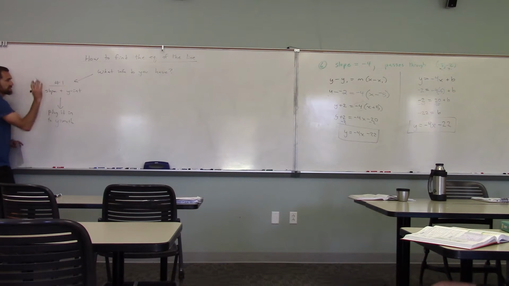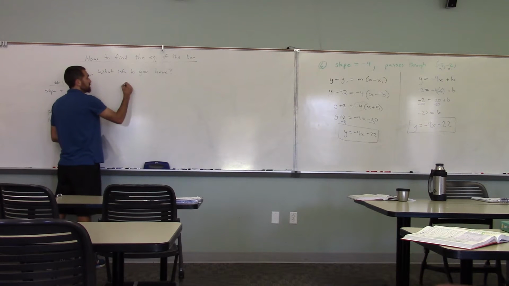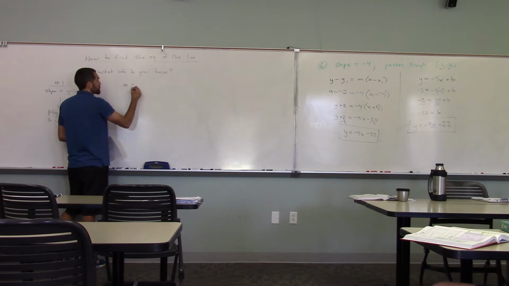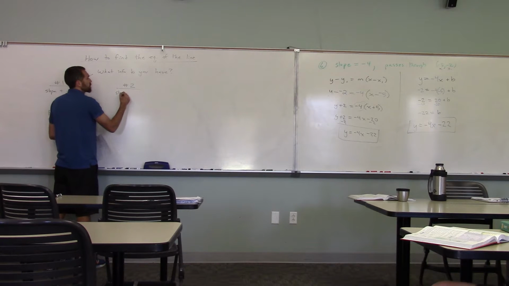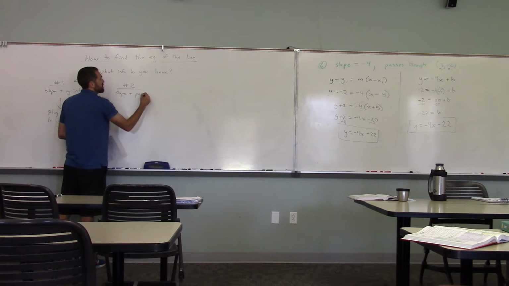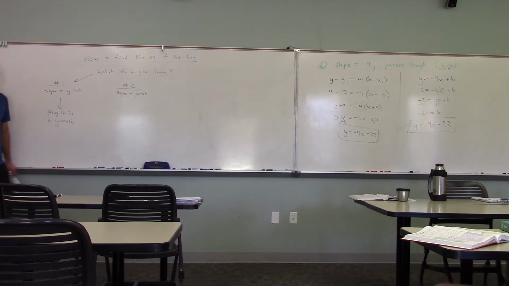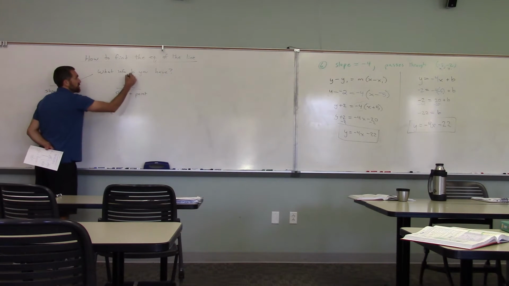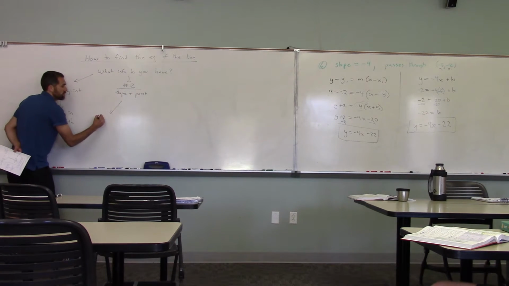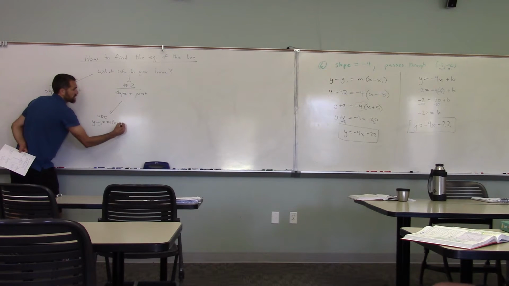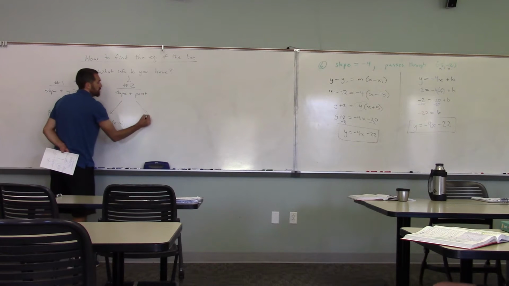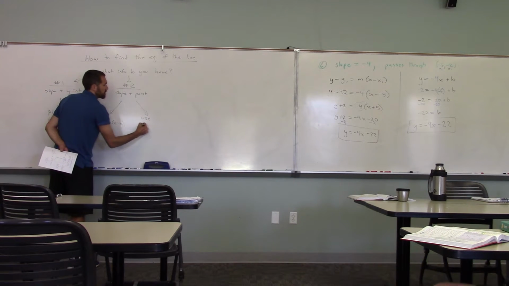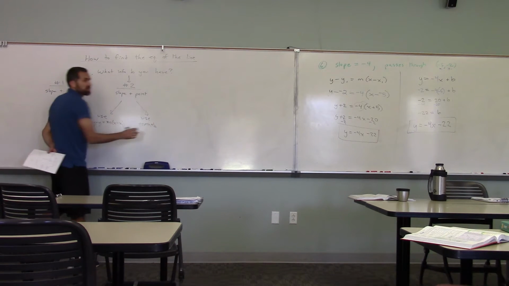You're done. Okay, easy. Number two is slope and a point. What if we have a slope and a point? That's what we did today. You've got two choices here. For option 2, you can either use y minus y1 equals m times x minus x1, or you can use y equals mx plus b. That's what we did today.